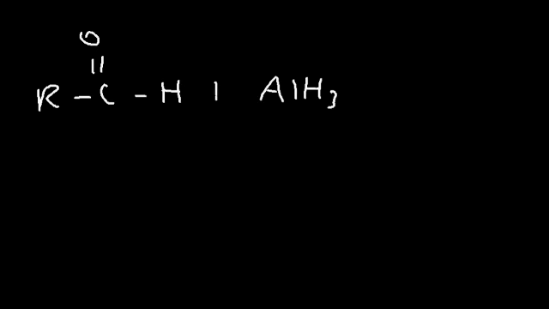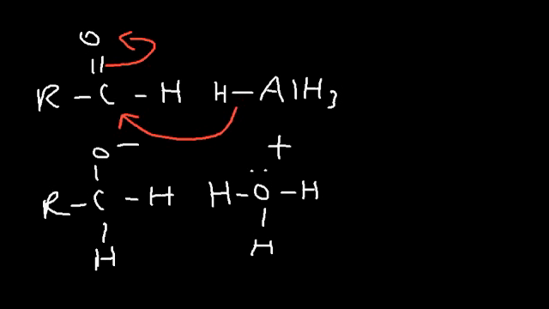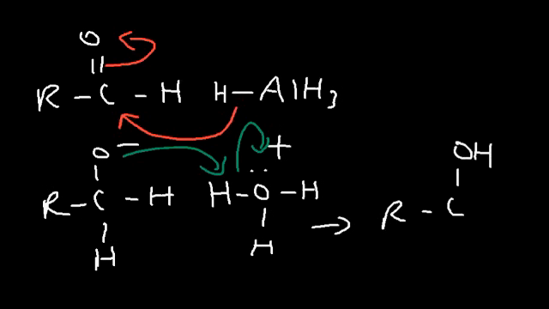So now we're going to reduce the aldehyde to an alcohol. And we know how this is going to work. So we need to use another aluminum hydride ion. And once we have this tetrahedral intermediate, we can acidify the solution with H3O+. And this will give us our final answer. So now we have the alcohol. So that's the mechanism of converting a carboxylic acid into an alcohol using lithium aluminum hydride.